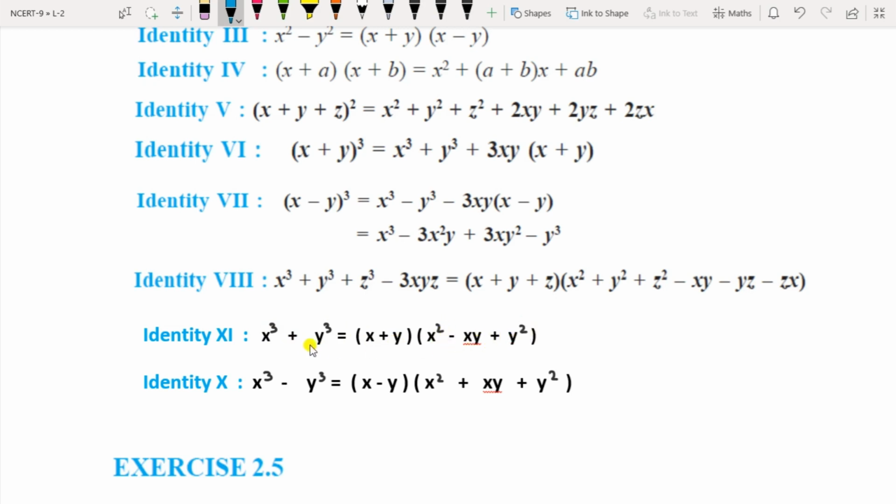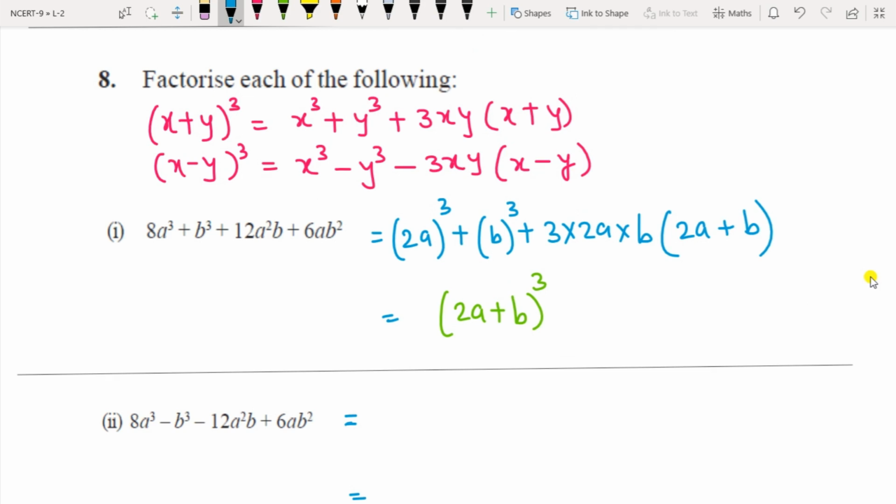So if there is an addition of two cubes, it is plus in the first bracket, and it will be minus in the second term of the second bracket. And if it is minus in the question, it will be plus in the second term of the second bracket. So these are a few identities that we are going to use. In this video we are going to solve from question number 8 onwards. Let us start with question number 8.